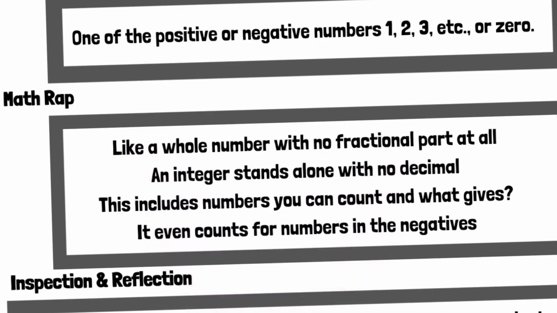Math rap. Like a whole number with no fractional part at all, an integer stands alone with no decimal. That includes numbers you can count, and what gives it even counts for numbers in the negatives.